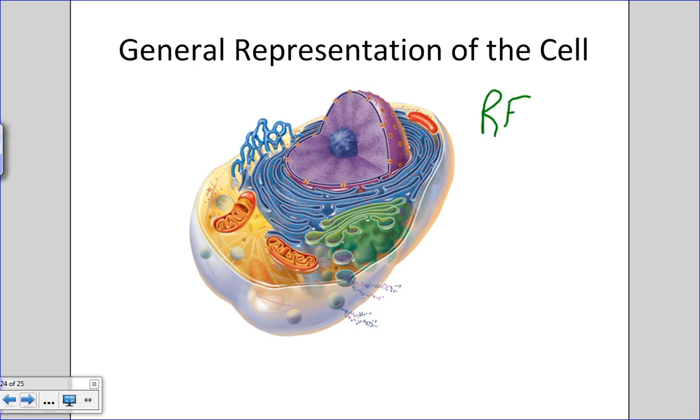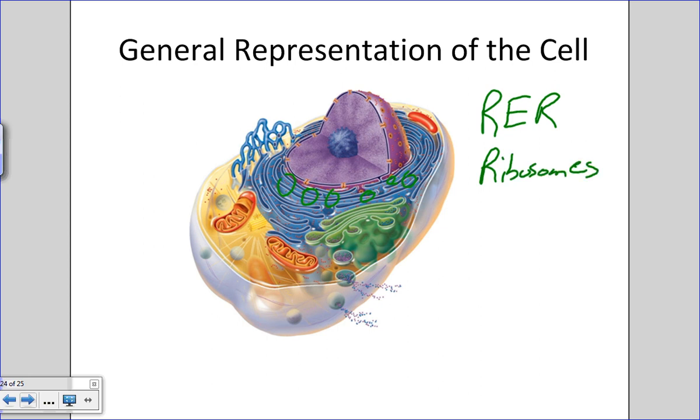All right. So next, let's take a look at the rough endoplasmic reticulum. And the reason why we call it rough is because you'll notice that it looks very granular in appearance. If you look at this under an electron microscope, it is going to look very rough in appearance. And what these little specks are, those are ribosomes.